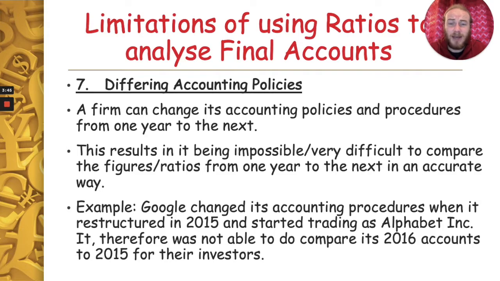An example of that, a few years back in 2015, is when Google decided to change its accounting procedures and restructured how the company was set up from an accounting perspective. It then started to trade as a company called Alphabet Inc. So you can't actually buy shares in a company called Google anymore. You buy shares in a company called Alphabet Inc., which is Google. So it wasn't able to compare its 2016 accounts to its 2015 accounts with investors because of the change in accounting practices they went through.